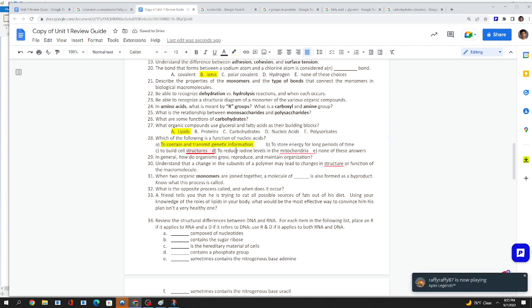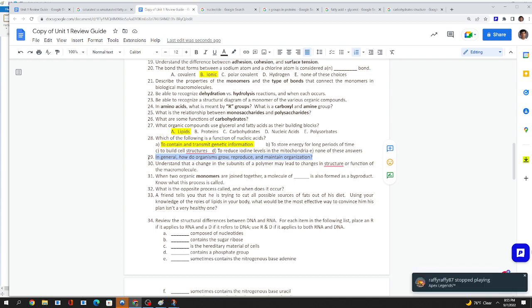Okay. In general, how do organisms grow, reproduce, and maintain organization? This is really just through utilizing energy for themselves. They break down energy to grow and live. There's mitosis, stuff like that. Not really a great question, in my opinion. Just know the stuff I've listed above. That's what the organisms use to grow.